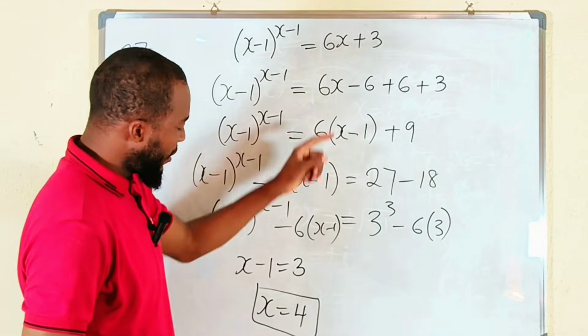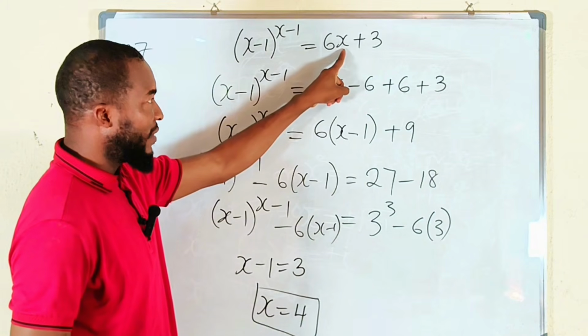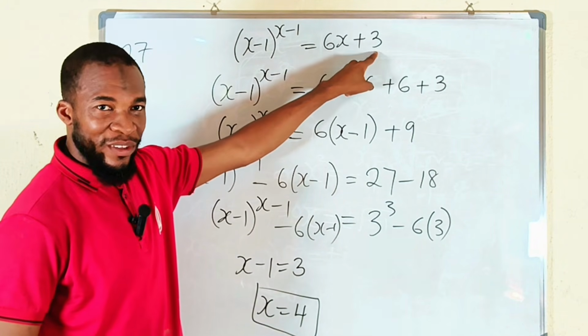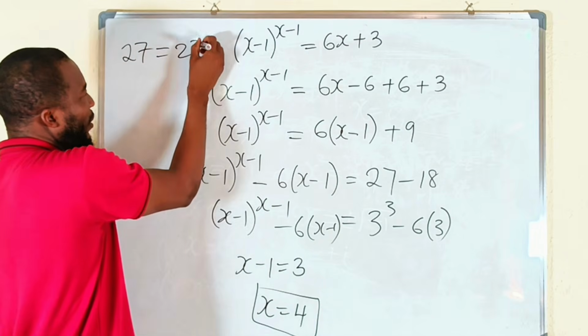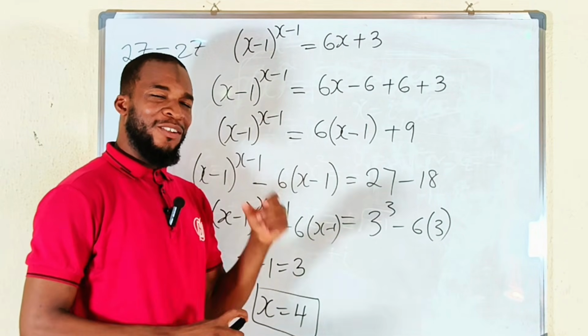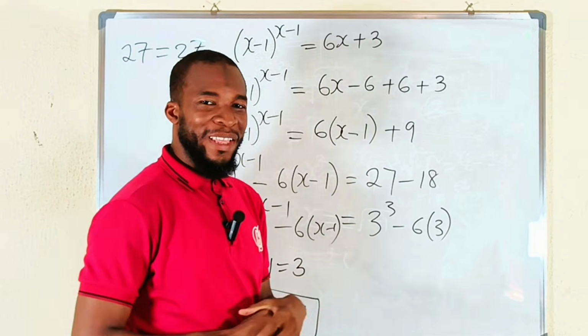So let's go to the other side. 4 times 6, because this is 4, remember. 6 times 4 is 24. And 24 plus 3 is 27. So 27 equals 27, which implies that x is indeed equal to 4. Try to solve the same problem algebraically if possible.